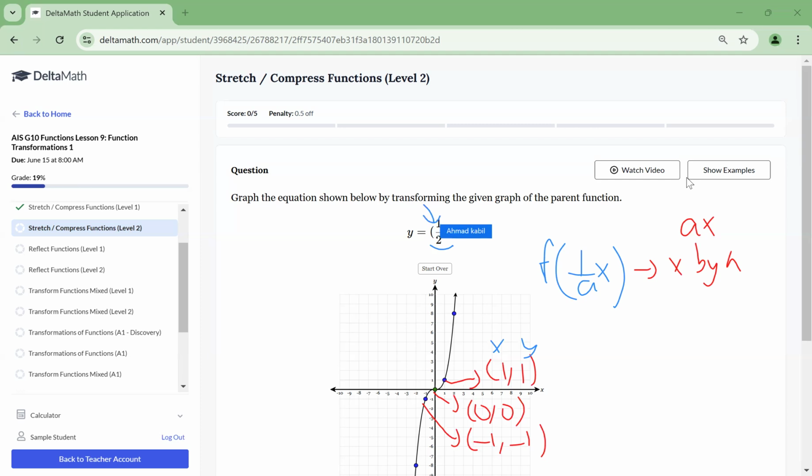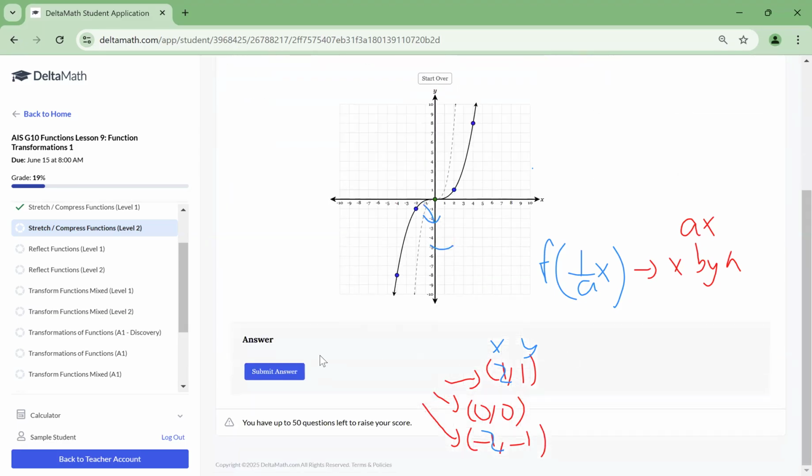So here, what we see is that the x is being divided by 2 or multiplied by half. So we're going to do the opposite of that. We're going to multiply the x by 2. So this becomes 2, and this becomes negative 2. So we have to drag from 1 to 2 here. And we see that automatically the other point went to negative 2 as well. So we're good to go.